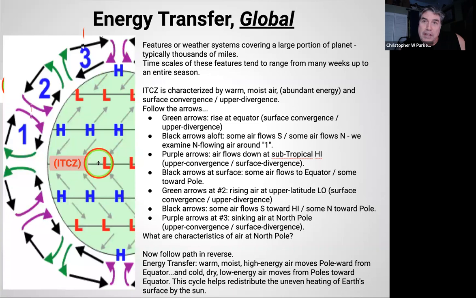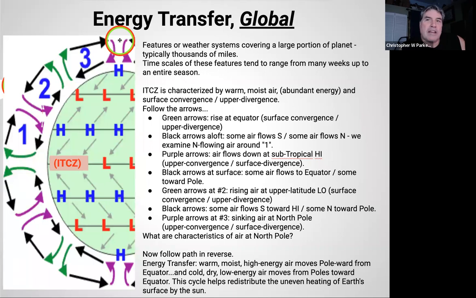So the air that's leaving the equator, this is kind of interesting, is warm and moist, and it's got a very high state of energy. And as that air is gradually moving through the atmosphere up and down, it's losing energy all the way to the North Pole. And by the time the air gets up here, it is very cold and very dry and has a very low energy state.